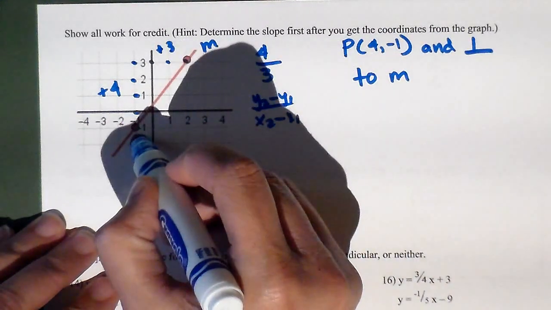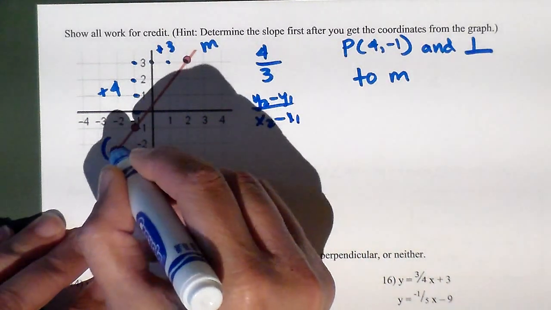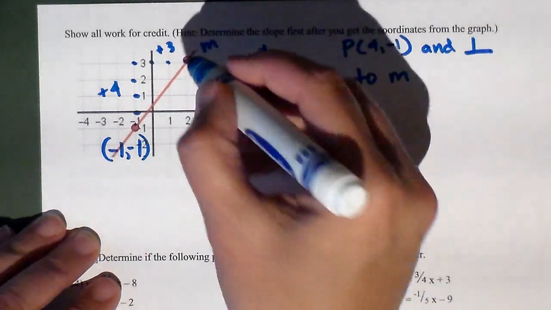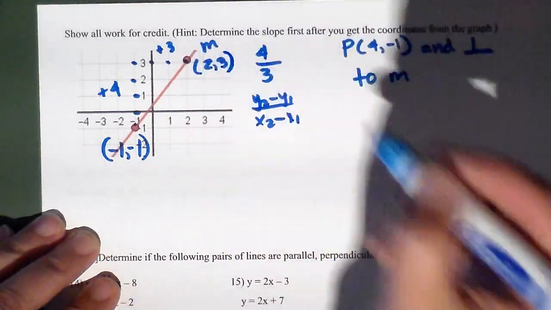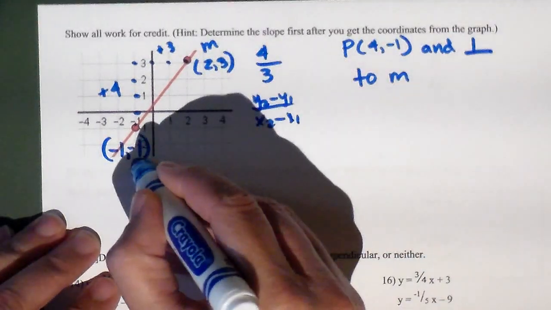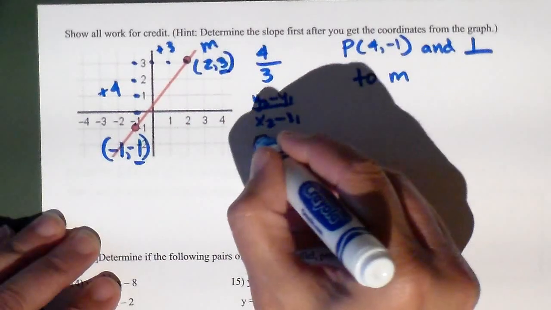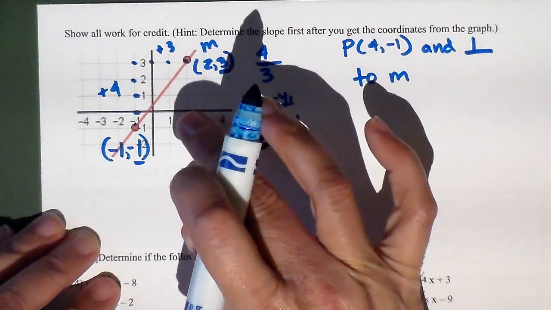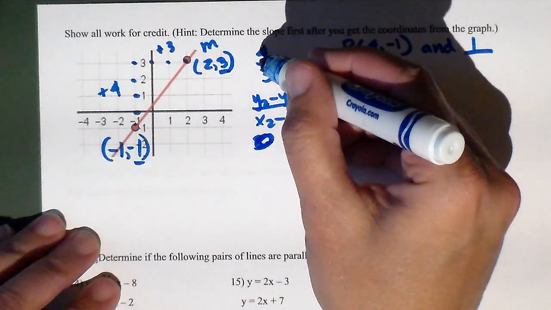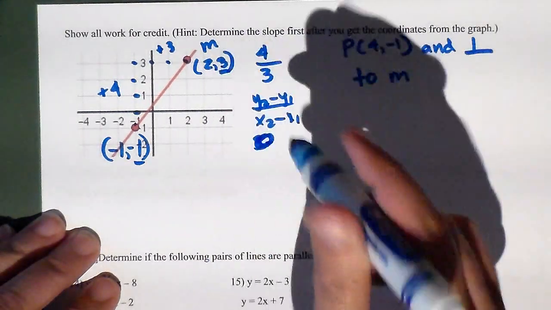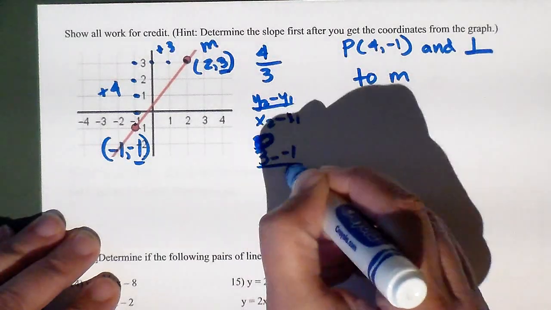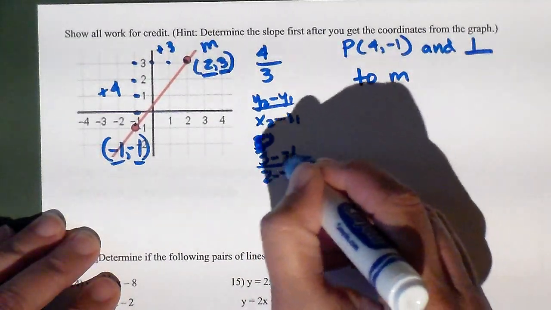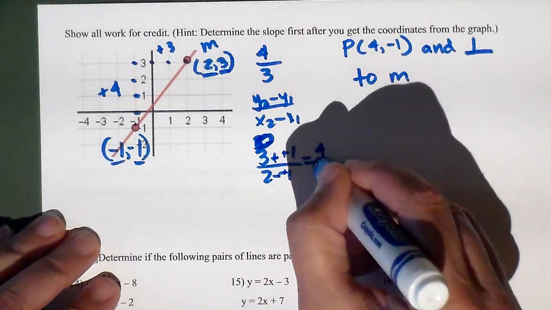This is where a lot of you ran into trouble. Guys, this point is at (-1, -1), not (-1, 1). And this one is at (2, 3), okay? So my two y's are 3 and -1, so I have 3 minus negative 1 on the top. And then on the bottom I have 2 minus negative 1. The minus and negatives change to pluses, and boom, 4/3.